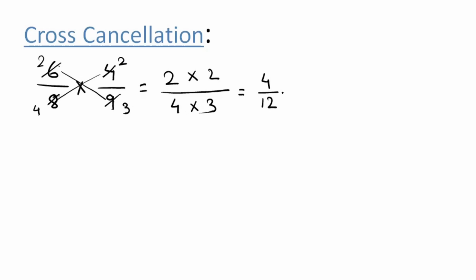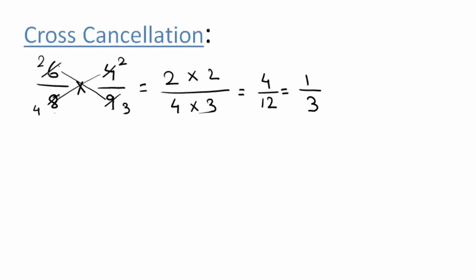And we can further simplify it to 1 over 3. Or you can directly say 4 times 1 is 4, 4 times 2 is 8, then it will become 2 times 1 and 2 times 3, it will be 6. So this is called the concept of cross cancellation. You can use this concept of cross cancellation also. It's not compulsory to use it. If you want, you can use it to make it easy and smaller as well.